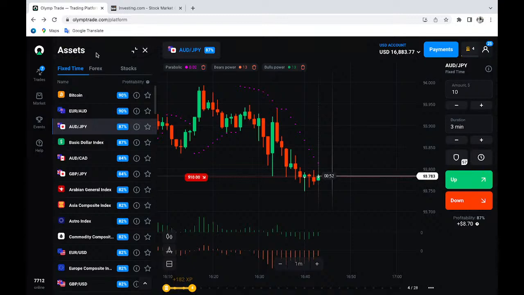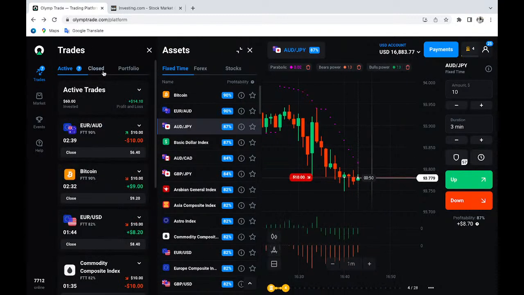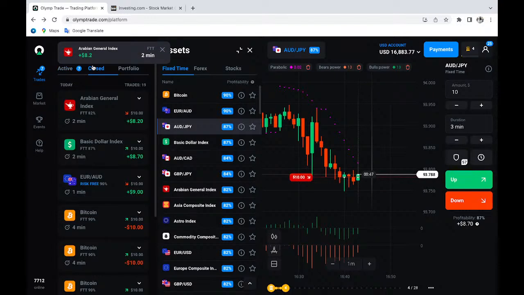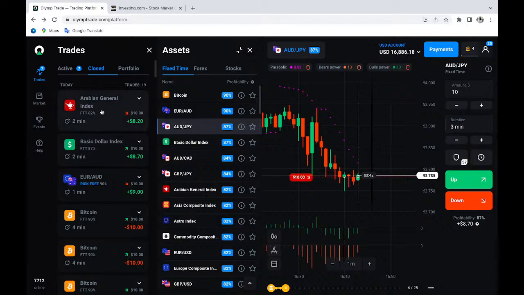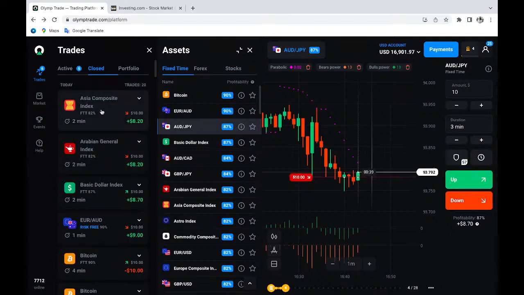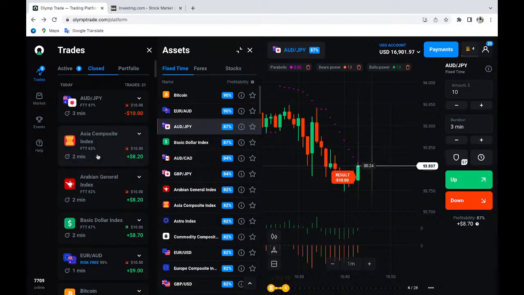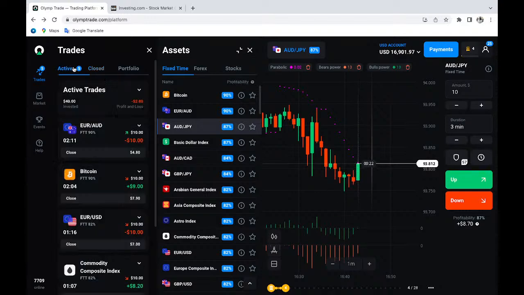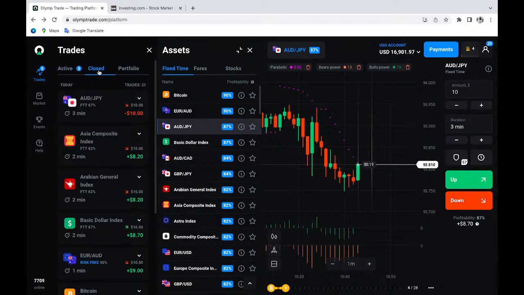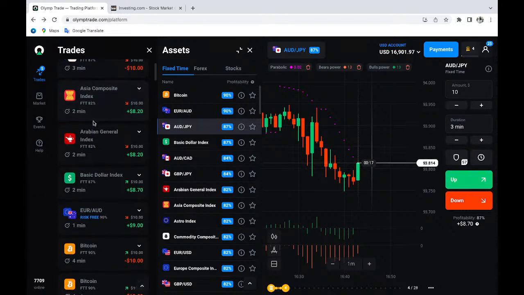Basic dollar index $8.7 profit. Close. So let's check again. This was a risk-free Basic Dollar Index success, Arabian General success, Asia Composite success. This one is going against us, so let's check. However, three we got successful, and this Arabian General index trade I opened for one guy. He was asking continuously to trade on Arabian assets or indices, so I opened this trade now. So in total we opened 10 to 12 trades and you can see the result.